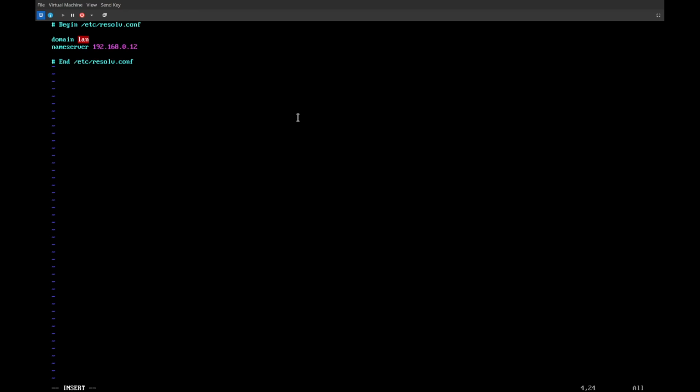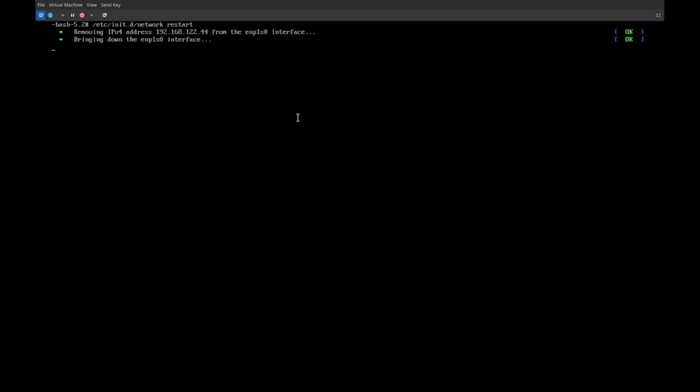So I'll put that to 192.168.0.12, which is the address of my Pi-hole on my network. So right click that. And then the last thing that you need to do is restart networking. And now it's quite simple. It is /etc/init.d/networking, and then restart.